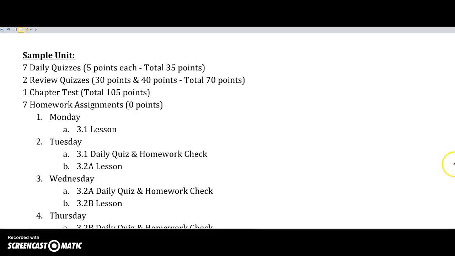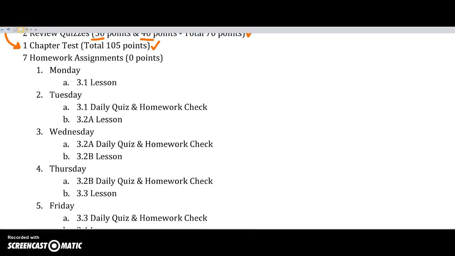Here's a sample unit that we've kind of laid out. So this is chapter or unit 3. We'll have 7 daily quizzes, which are 5 points each. 2 review quizzes, one will be worth 30 points, one will be worth 40. There will be 3 lessons in the first, 4 lessons in the second, and then because each of the 7 sections is 15 points, that will be a total of 105 points on that chapter test. 7 homework assignments will be worth 0 points.